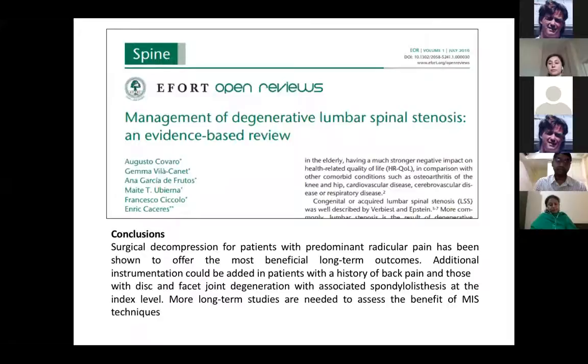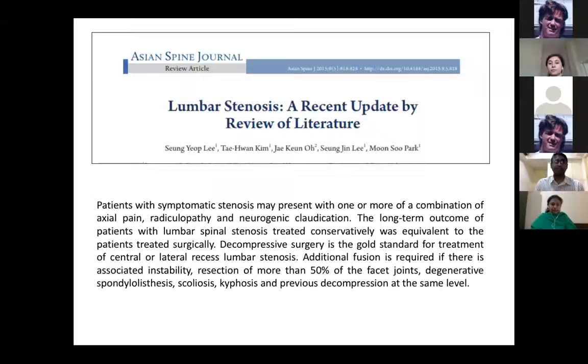A publication in the Asian Spine Journal by Seong Yup Lee and Tae Hwan Kim, an update by review of literature. Patients with symptomatic stenosis may present with one or more of a combination of axial pain, radiculopathy, and neurogenic claudication. The long-term outcome of patients with lumbar canal stenosis treated conservatively was equivalent to the patients treated surgically. Decompressive surgery is the gold standard for treatment of central or lateral recess lumbar stenosis. Additional fusion is required if there is associated instability: resection of more than 50% of the facet joint, degenerative spondylolisthesis, scoliosis, kyphosis, and previous decompression at the same level.